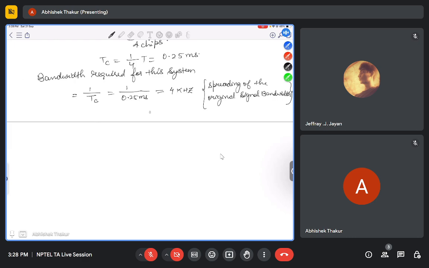So it is also termed as a spreading code, and it occupies a large bandwidth. So it is termed as a spread spectrum or wideband system. So CDMA is termed as a spread spectrum or wideband system.